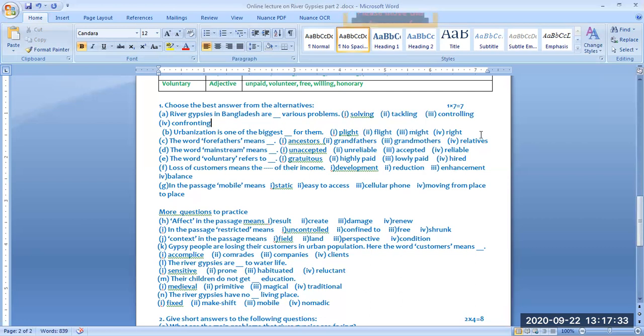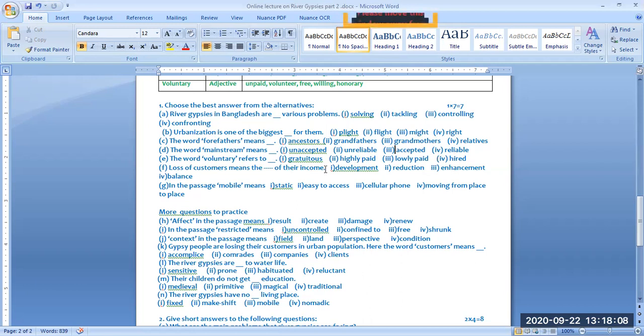Plight, might, right? You know the meaning of these words, which is not a proper use. So the correct word should be plight. Plight means suffering. The word forefather means ancestor, grandfathers, grandmothers, relatives. The correct answer should be ancestors. Option 1, ancestors means forefathers. Mainstream. The options are unaccepted, unreliable, accepted, and reliable. The correct option should be option 3, accepted.